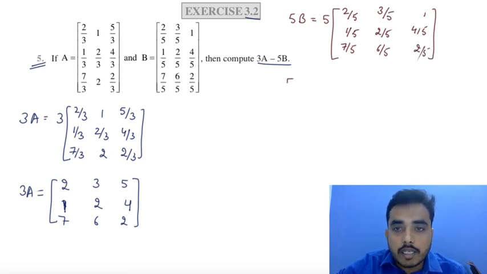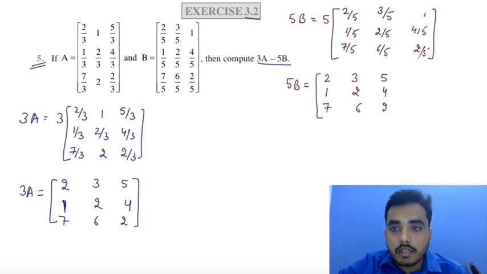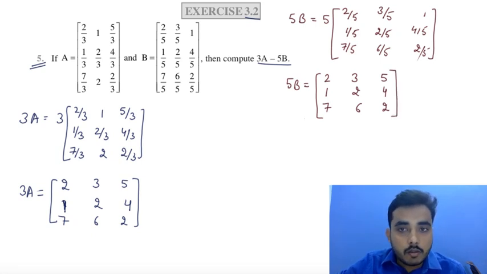तो 5b हो जाएगा, 5 जो है सारे respective element से multiply हो जाएगा. This would become 2 3 5 1 2 4 7 6 and 2. Okay, so we have already found out 3A and 5B. So now 3A minus 5B कर लेते हैं.